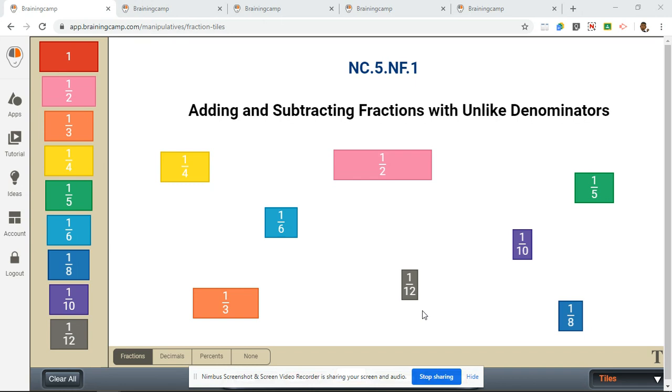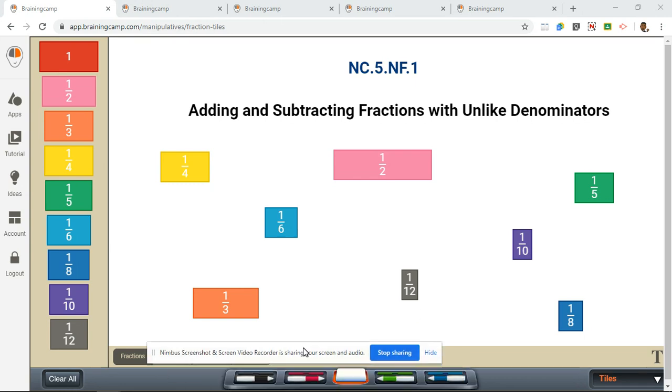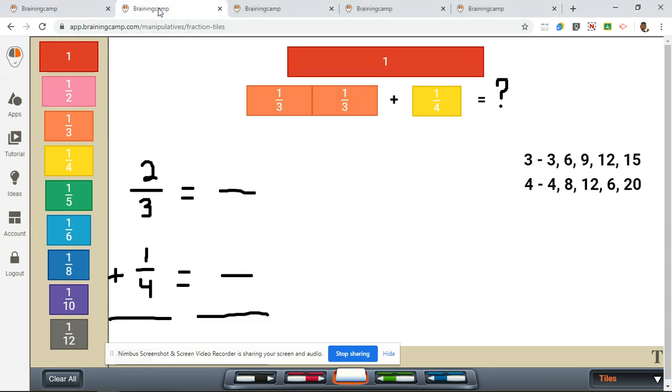Okay. Again, I'm using an app, or rather a website called Braining Camp. So really cool. It has a lot of math manipulatives. But again, let's just dive right into it. So here we're looking at our first problem, 2/3 plus 1/4.